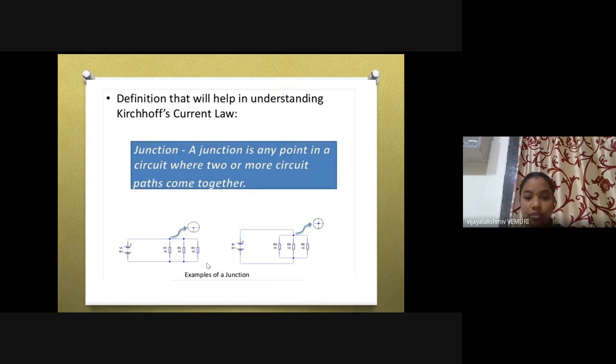Coming to this, this can be redrawn as one node which is connected to all the others. So all are parallel here. This is called a junction. So this is a circuit element, this is a circuit element, this is a circuit element. All form the circuit paths, right?